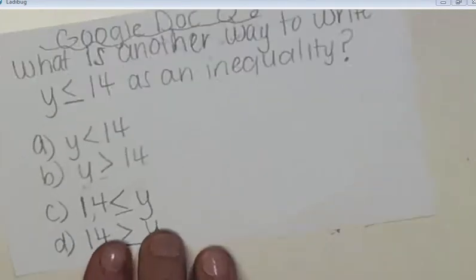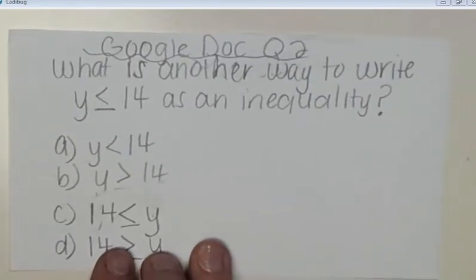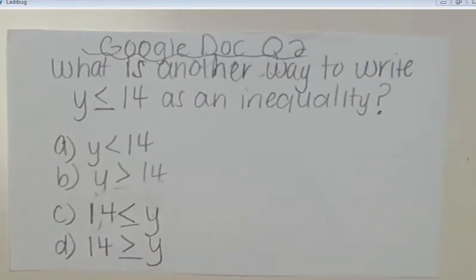Alright, next one. Google Doc question 2. What is another way to write y is blank 14 as an inequality? Pick another correct way to write this.